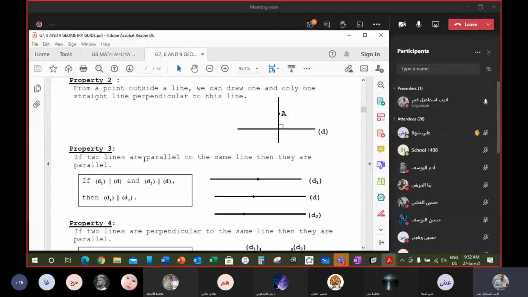Property 3, if two lines are parallel to the same line, then they are parallel. For example, here, D1 is parallel to D, D2 is parallel to D, then D1 and D2 are parallel.